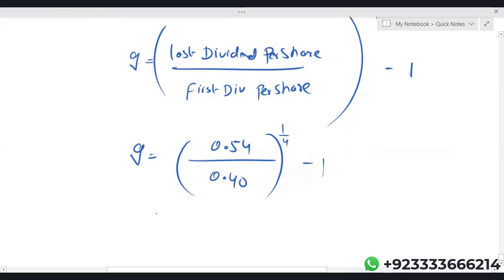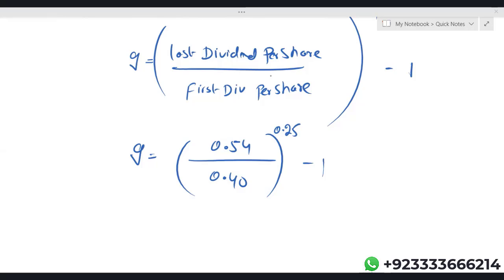Actually, 1 upon 4 means mathematically 0.25. Now, please listen to these steps properly. First, 0.54 will be divided by 0.40. I'm getting 1.35. The answer within the bracket is 1.35.